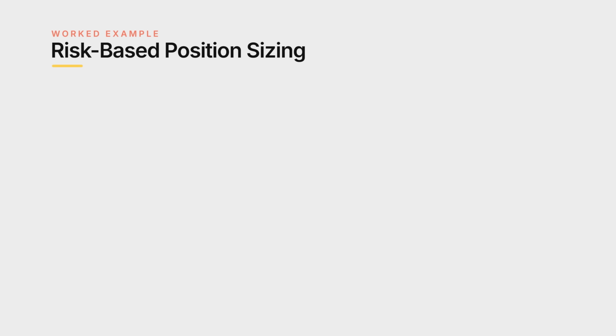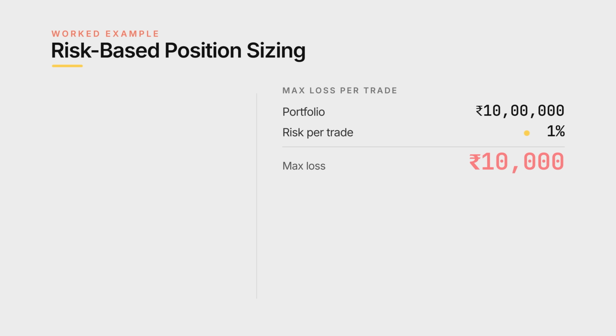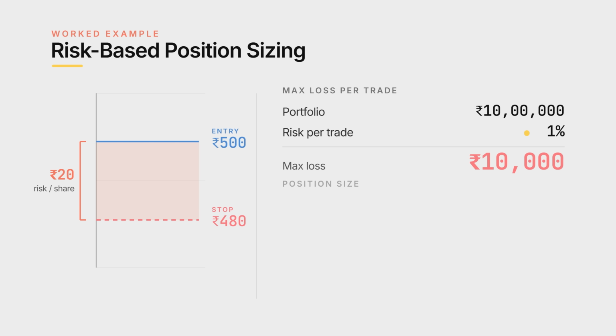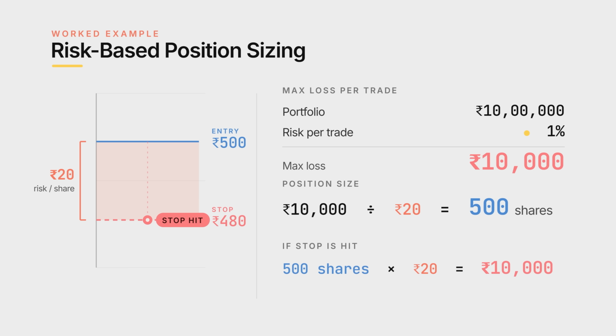For example, suppose you have a 10 lakh portfolio and you're willing to risk 1% on a trade. That means your maximum loss is 10,000 rupees. If you're buying a stock at 500 and your stop loss is at 480, your risk is 20 rupees per share. So your position size would be 10,000 divided by 20, which comes to 500 shares. If the stop loss is hit, your loss is limited to just 10,000 rupees regardless of the stock's price.